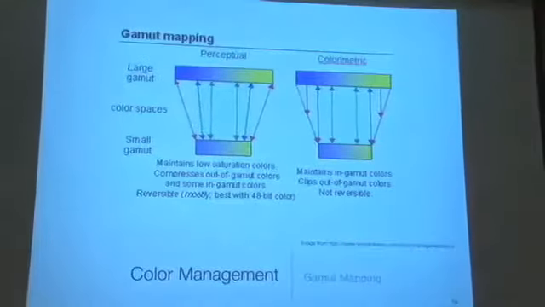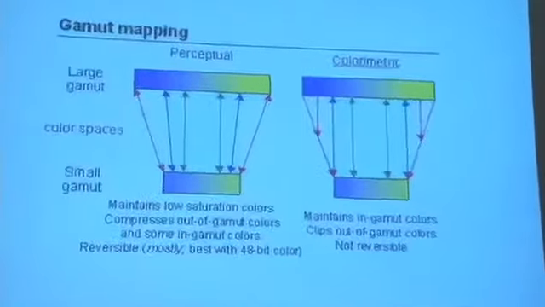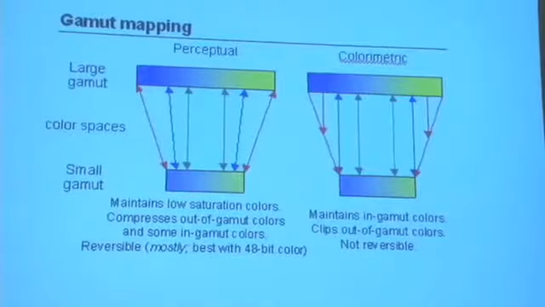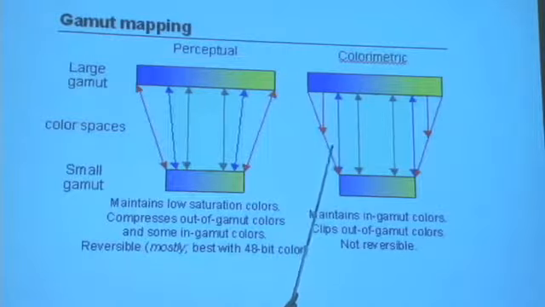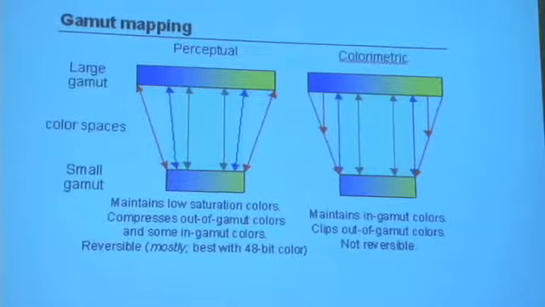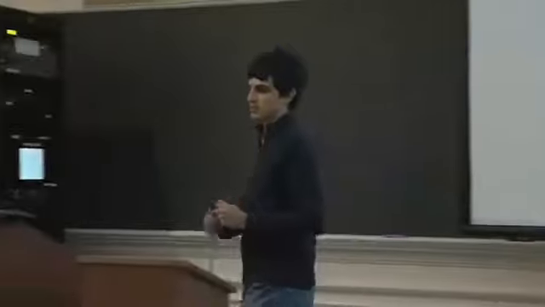Okay, so we have two different types of gamut mapping. We have perceptual and colorimetric. Now, perceptual, as I said, is best for pictures because it maintains the full gamut. So there's no loss of colors that are outside of a smaller gamut that may have existed in a larger gamut. These full gradients still exist. They're just compressed, so to speak.